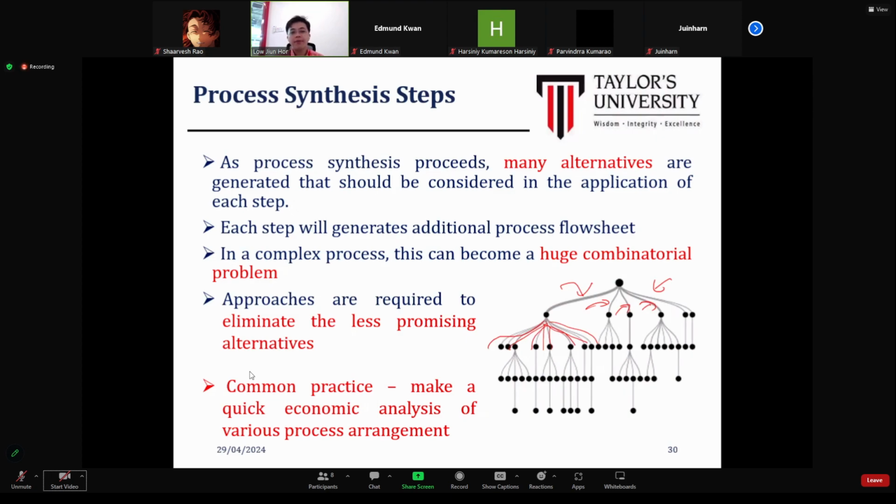So this one, as I told you just now, we call process synthesis. You can consider it as one of the methods. We can draw out all the possible pathways in order to give a clear picture, a clear diagram, to support our decision making in chemical plant design.